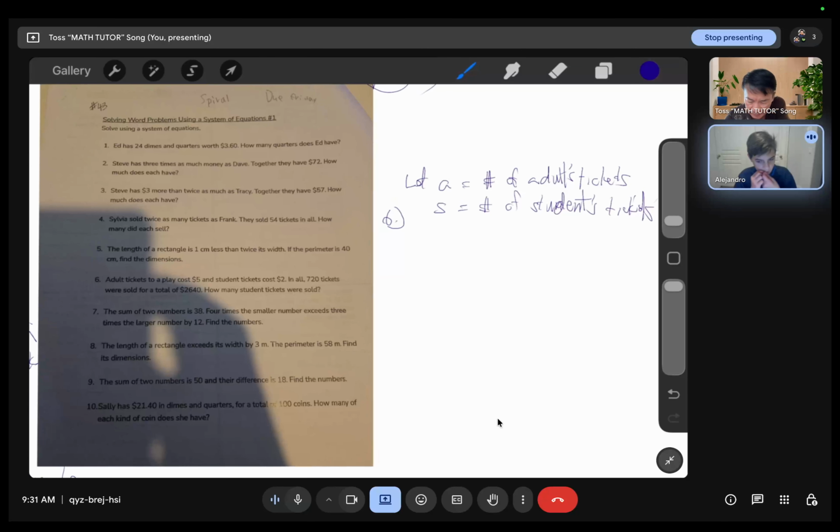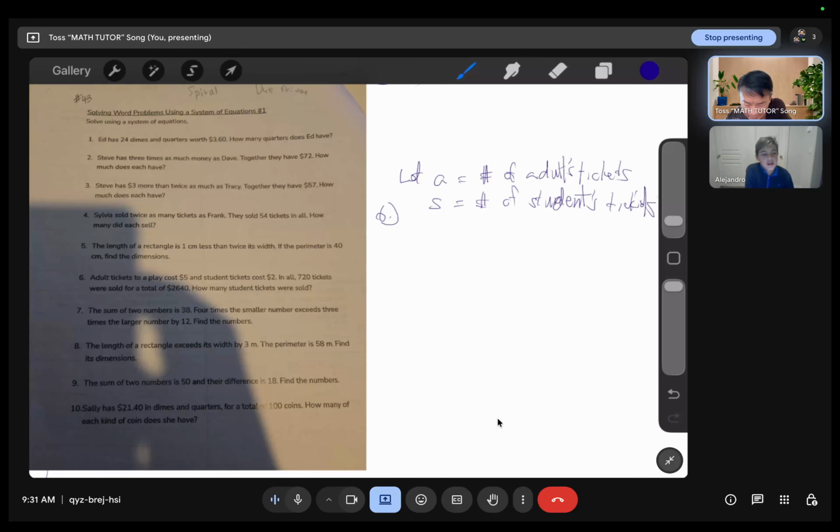How would you set up the equation? Adult tickets to a play cost $5, and a student ticket costs $2. Now you can write the equation in any order you want. I normally write it in the order that they worded it, but you don't have to. What do you think?